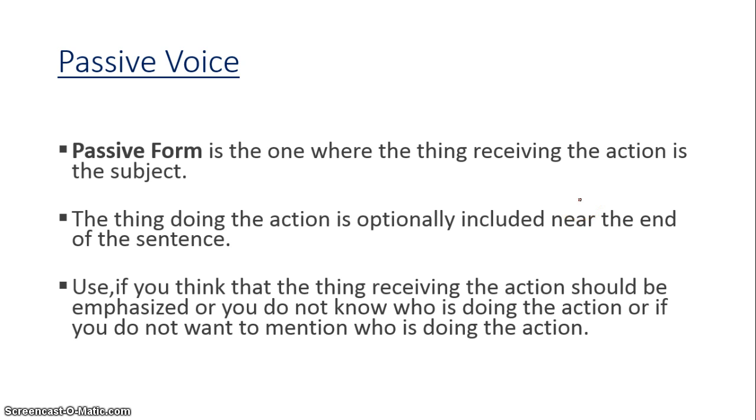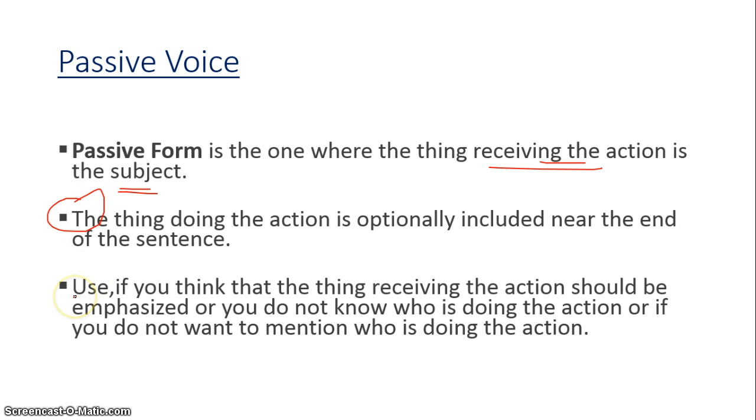Now passive voice. Passive voice form is the one where the thing receiving the action is the subject, which is just vice versa of what active voice is. The thing which is doing the action is optionally included near the end of the sentence, which means we have an option to either include that or to exclude it. We'll discuss more about the second point in a later slide.